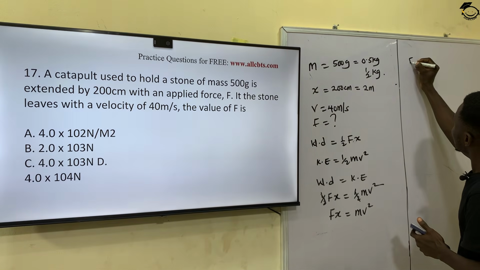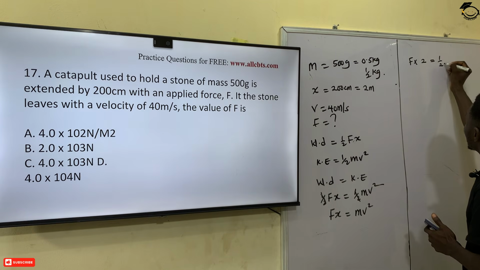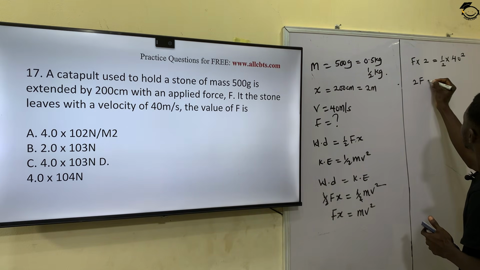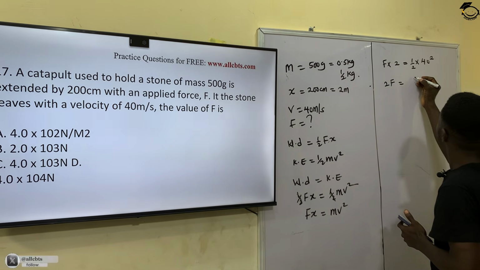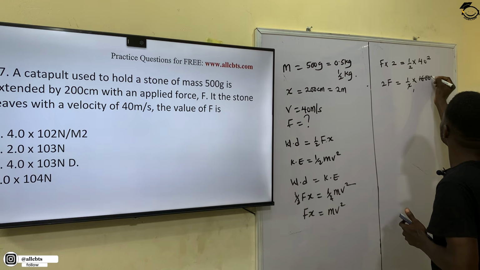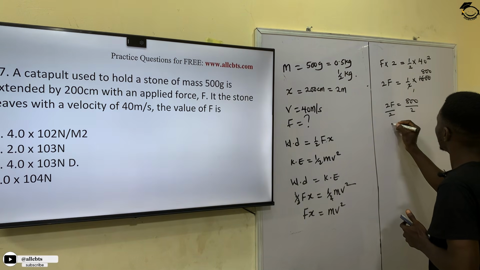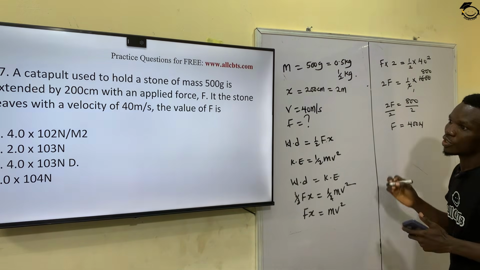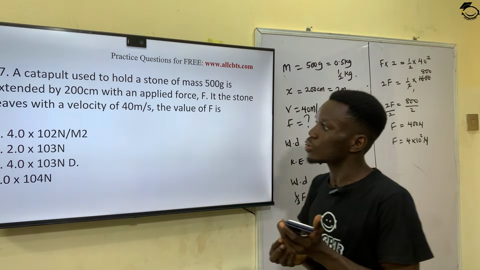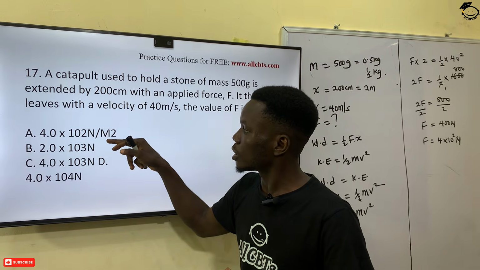Looking at this, the force that was applied is F times the extension there, which is 2. This is equal to the mass, 1/2, times the velocity that was given, 40, squared. So I have 2F is equal to 1/2 times 1,600. So 1/2 into this, I have 800. It means I have 2F is equal to 800. Divide both sides by 2. It means that the force is equal to 400 Newton. So this is equivalent to saying that the force is equal to 4 times 10 raised to 2 Newton. So the correct answer to this question is 4 times 10 raised to 2 Newton, not Newton per meter squared. 4 times 10 raised to 2 Newton, which is option A.